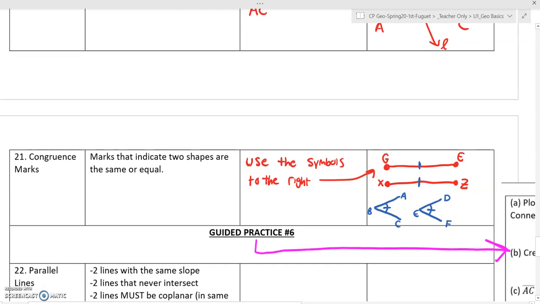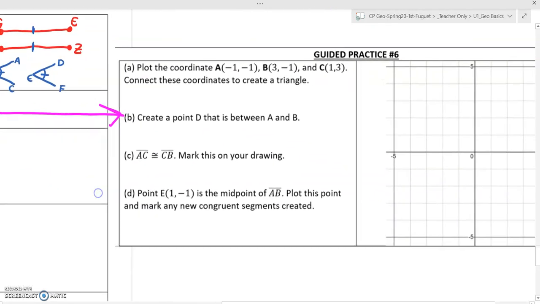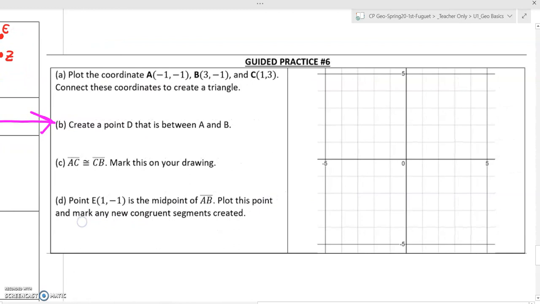Now at this time, this will be a good spot to pause the video and try guided practice number 6. We're going to take a look at these questions. I am not going to go over them in this video, rather I will go over those in class. So either complete those right now, or you can wait till the end of the video and make sure you complete guided practice.